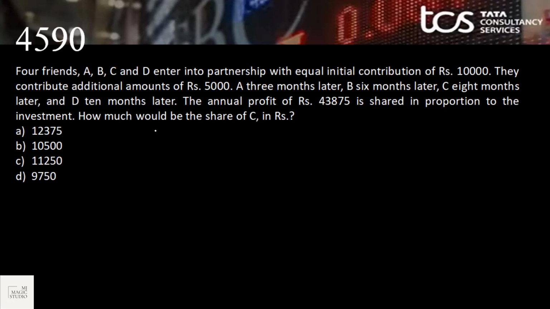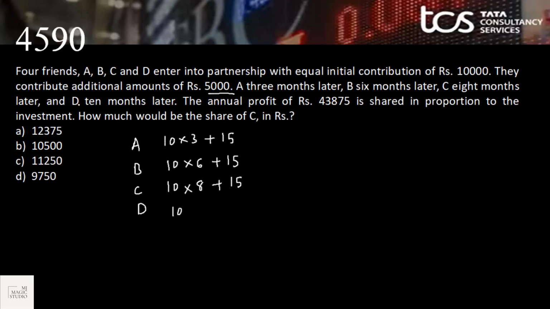4 friends A, B, C, D enter into partnership with equal initial contribution of 10,000. They contribute an additional amount of 5,000. A, 3 months later, that means A invested 10,000 for 3 months, then his investment becomes 15. B, 6 months later, then his investment becomes 15. C, 8 months later, now his investment becomes 15. And D, 10 months later. So after 10 months, D's investment becomes 15.